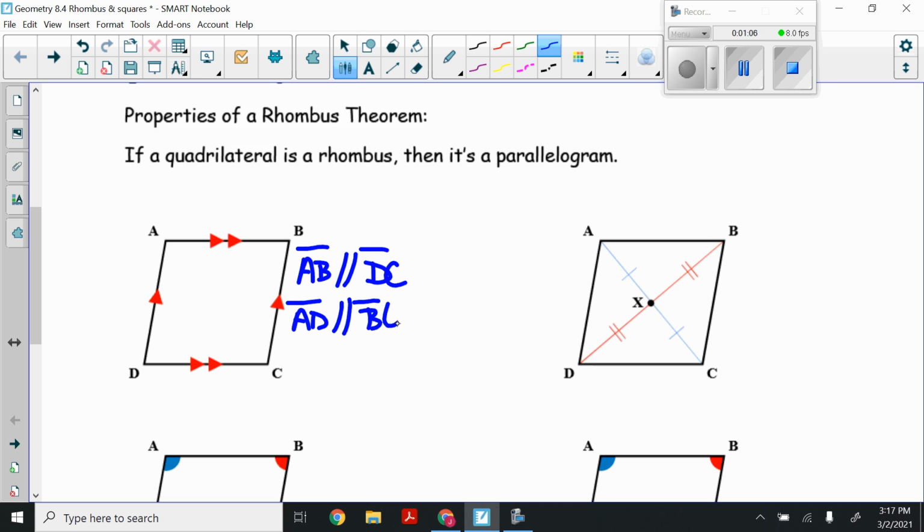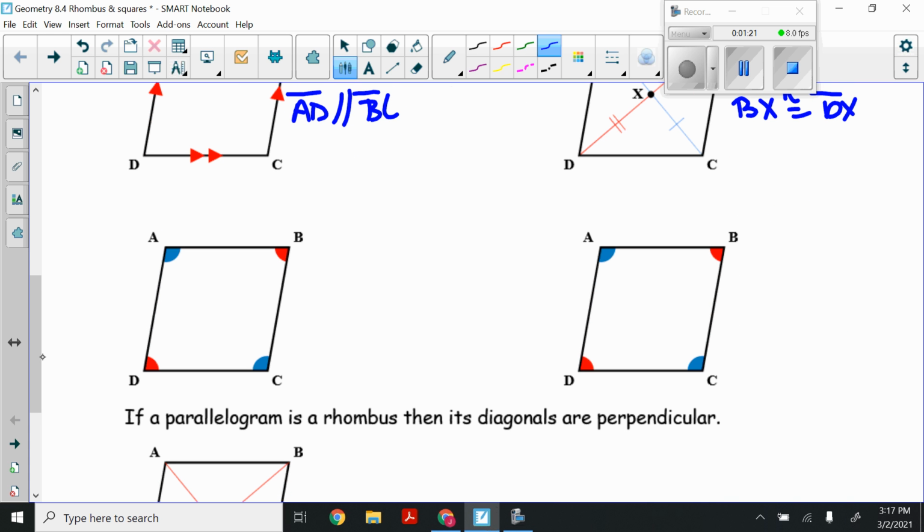Then we look at our diagonals. We have to know that our diagonals bisect each other. So AX is congruent to CX and BX is congruent to DX. Then we have to know opposite angles are congruent. So angle A congruent to angle C and angle B congruent to angle D.